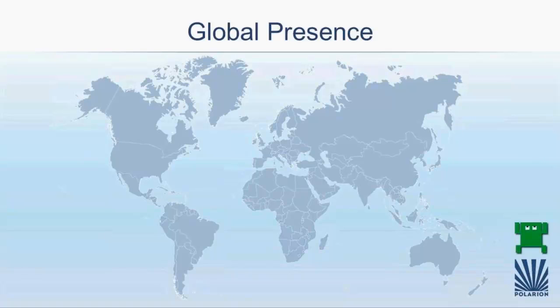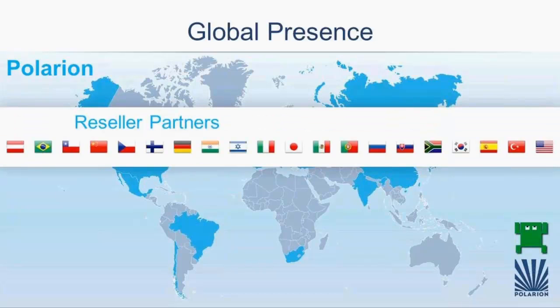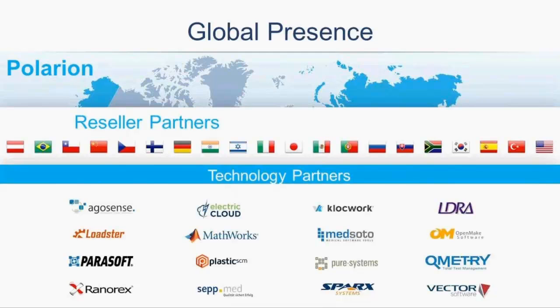Polarian does have a global presence, and we have Polarian locations on 5 of the 7 continents, customer locations on 6 of the 7 continents, and we have a large base of reseller partners spanning the globe. In addition, we have a large number of technology partners as well, one of which is FrogLogic, which we'll be talking about today.